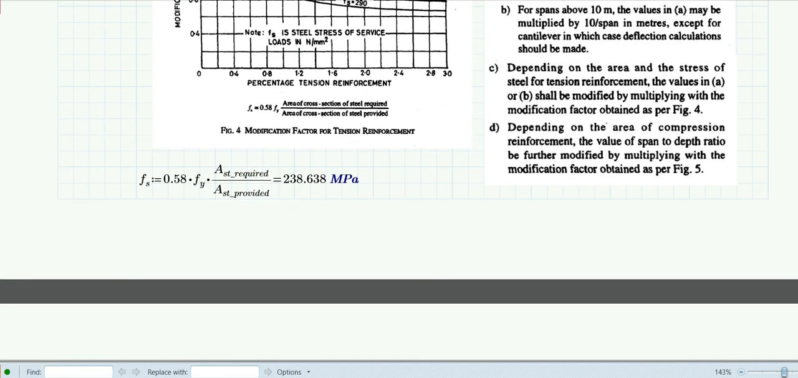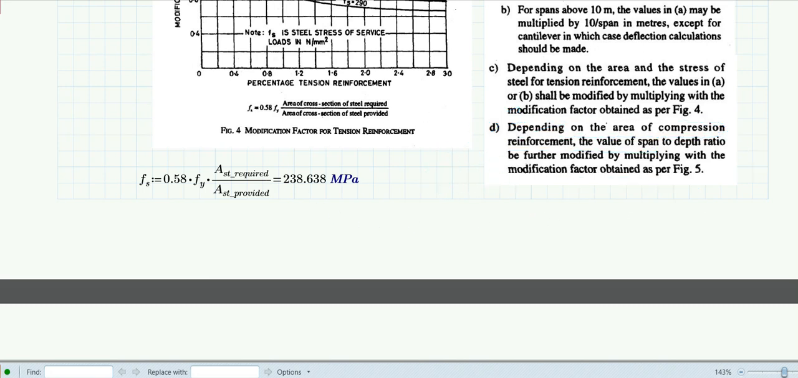Also, depending upon the area of the compression reinforcement, we can modify. That is another figure 5. But in the design that we are making, we have only tension steel. We are assuming we are designing a singly reinforced beam. That means reinforcements are provided only on the tension side; there is no reinforcement in the compression side. So this particular thing is not there. When you design a doubly reinforced beam, you can refer to this condition.